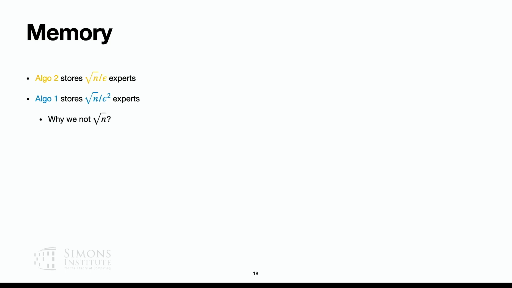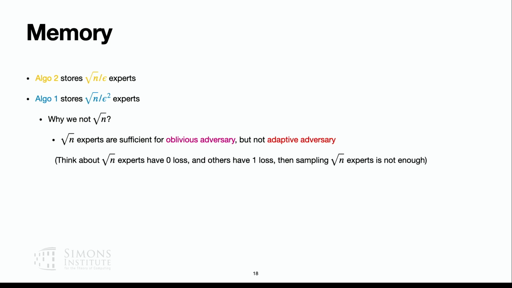You may wonder why not square root n, right? We only want to compete with the square root n experts. If you are facing an oblivious adversary, then sampling square root n experts is enough because the adversary cannot look at your memory state. So at the beginning, you sample square root n experts, and with high probability it should catch the top square root n experts. But for an adaptive adversary, this is not the case.